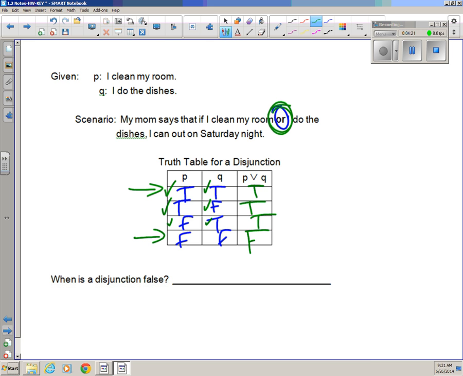This last scenario, I didn't clean my room or do the dishes. Not only am I not going out, I'm probably grounded, right? So when is a disjunction false? The only way a disjunction is false is when both statements are false.